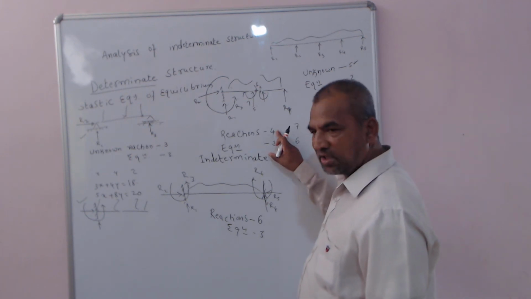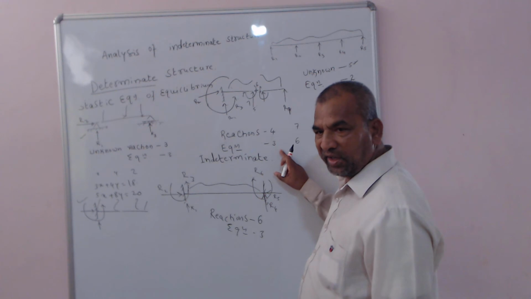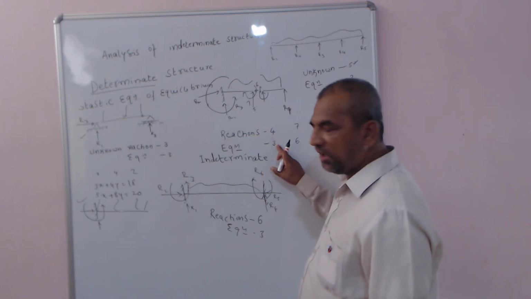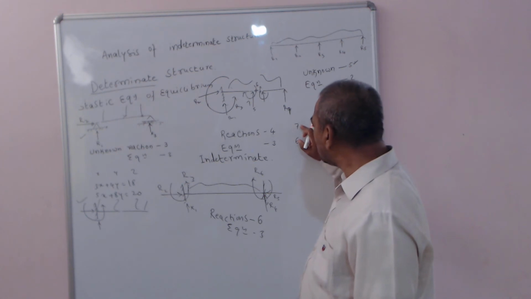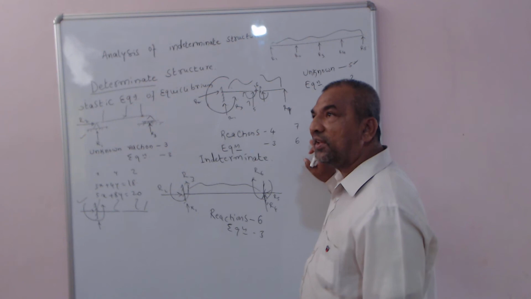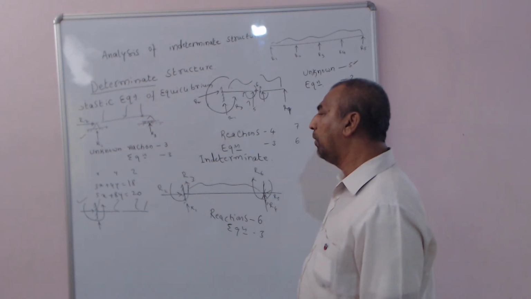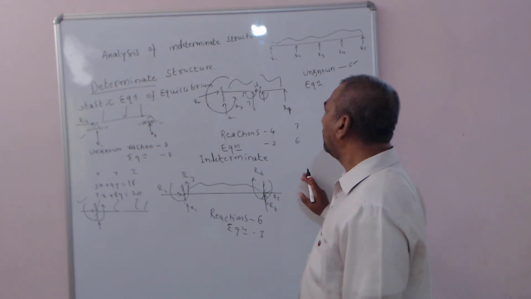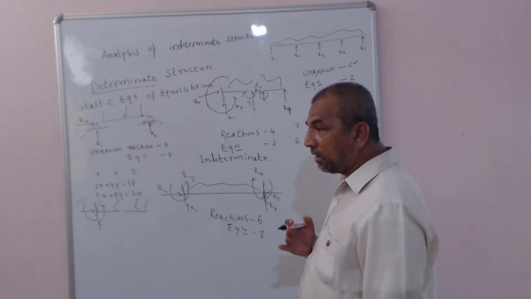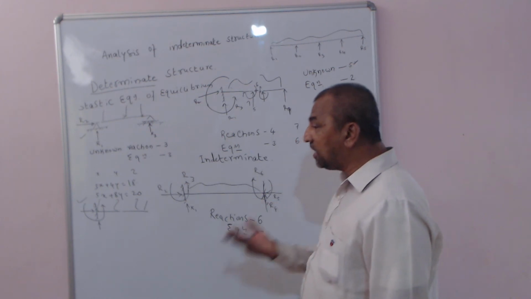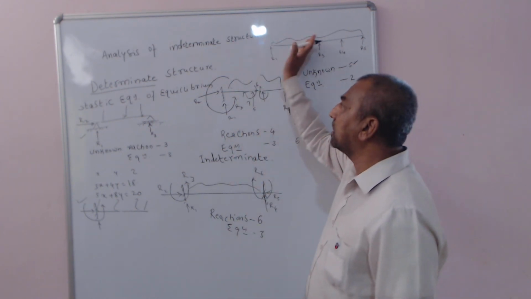Earlier reactions were 4 and equations were 3. Now reactions are 7 and equations are 6. Again it remains indeterminate. Once it is indeterminate, by doing anything you cannot make it determinate. Only how to analyze it may be the question for this particular structure.